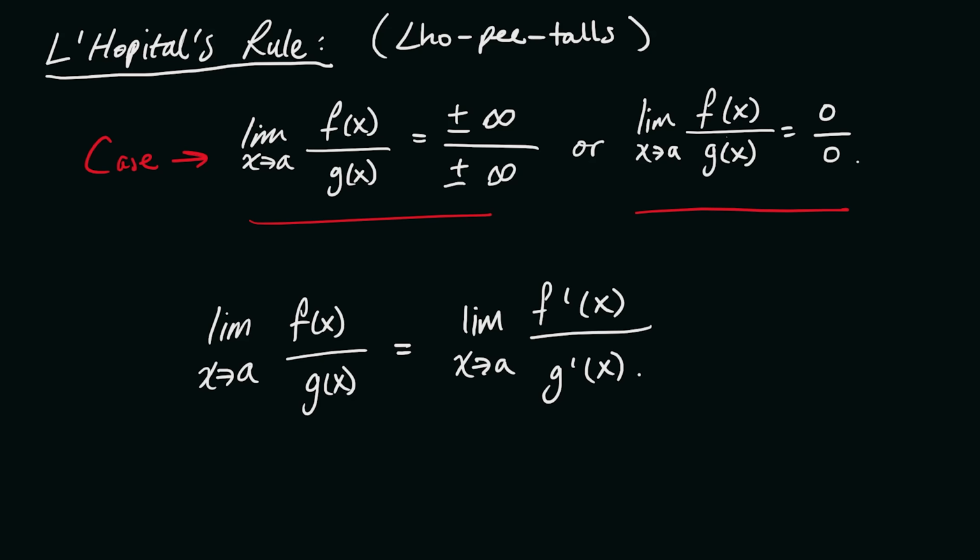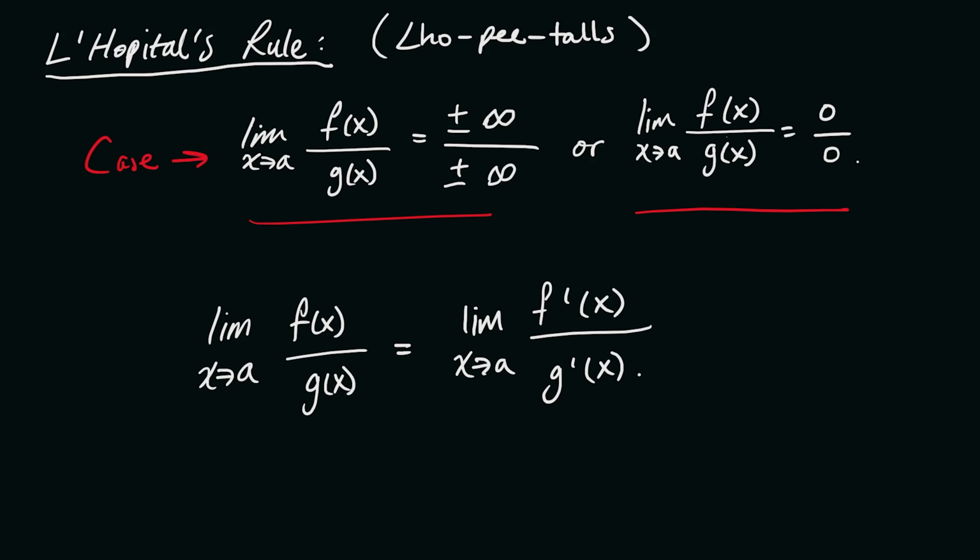Of course, let's say that you do the derivative, but it still comes out to be 0 over 0, or positive infinity over positive infinity, or negative infinity over negative infinity. You can do it again. You can do it twice, you can do it 3 times. But at the end, whatever answer you arrive at is what the limit is equal to. This is what we call L'Hopital's rule.